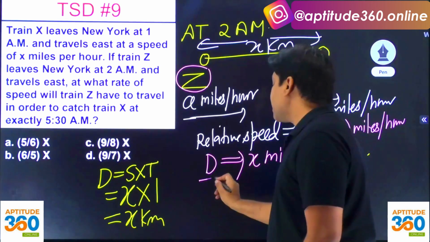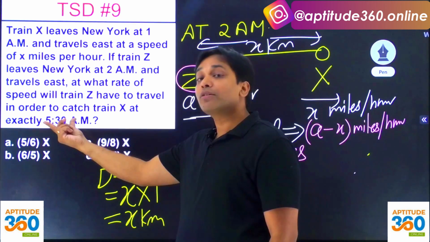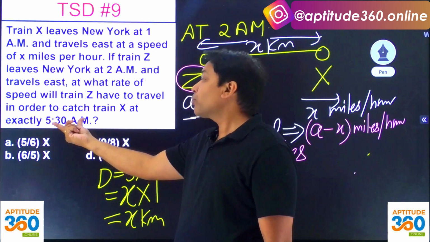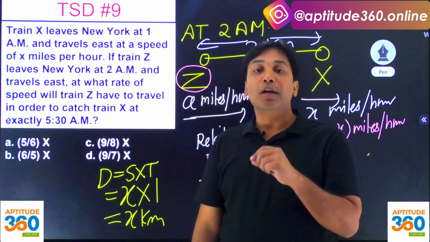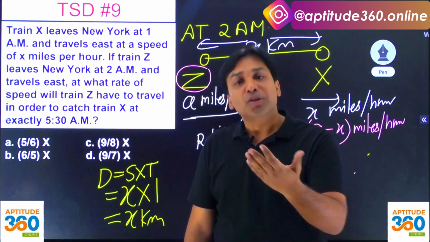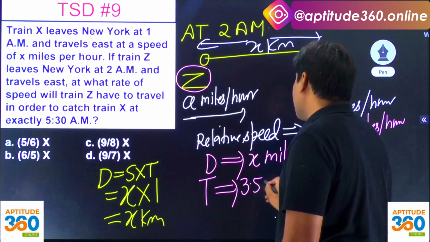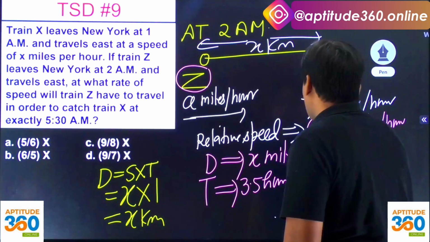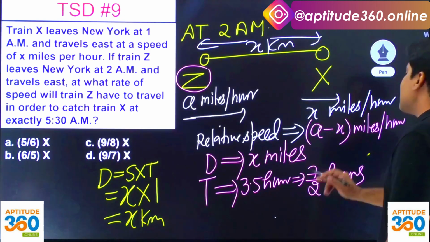And what is the time? Time has been very specifically given to you that train Z will catch train X at 5:30 a.m. 5:30 a.m. bolne ka matlab kya ho gaya? 2 a.m. se leke 5:30 a.m., how many hours are there? 3.5 hours. Yahi na? So 3.5 hours. Or you might write it down as 7/2 hours. Ek to ye sari cheeze clear ho gayi.